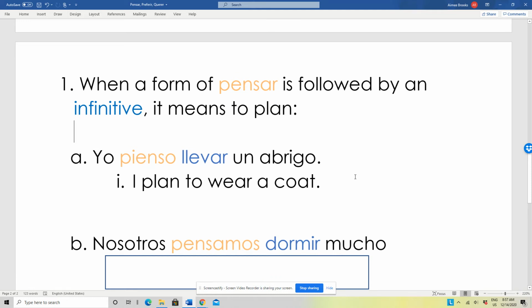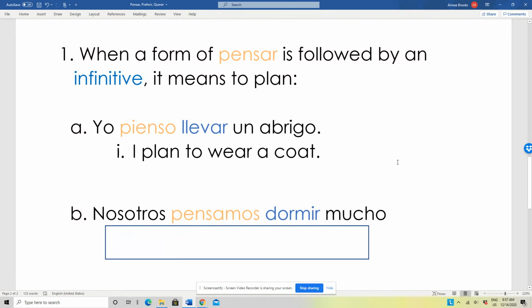Let's talk about how to know if pensar means to think or to plan. When a form of pensar is followed by an infinitive, it means to plan. Let's talk about what an infinitive is. An infinitive is a verb that has not had a subject attached to it. It's not conjugated. It just means to sing, to dance, to run, to eat. It has that to in front of it. If we look at this first example, yo pienso llevar un abrigo, that would translate to, I plan to wear a coat.